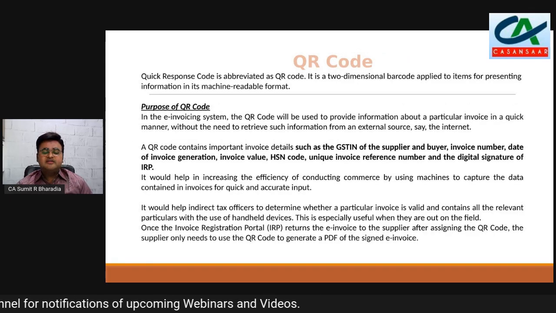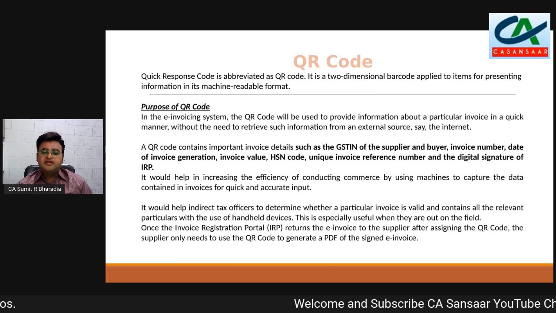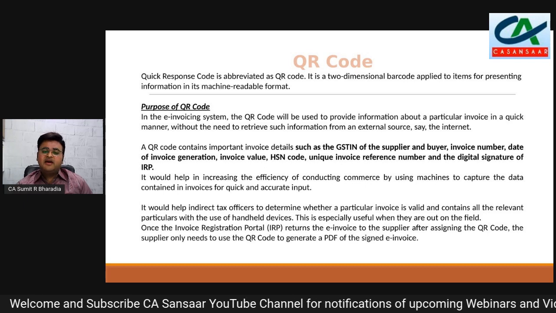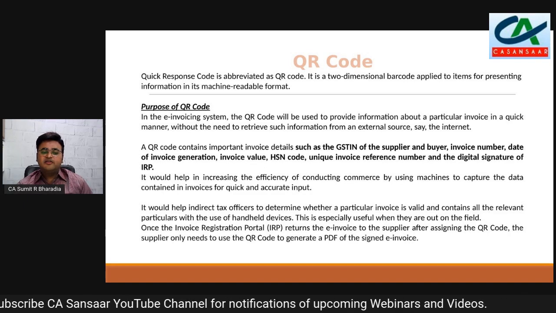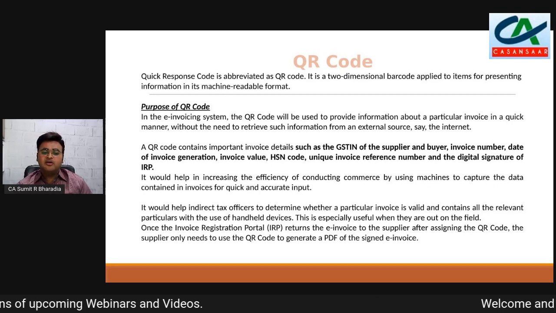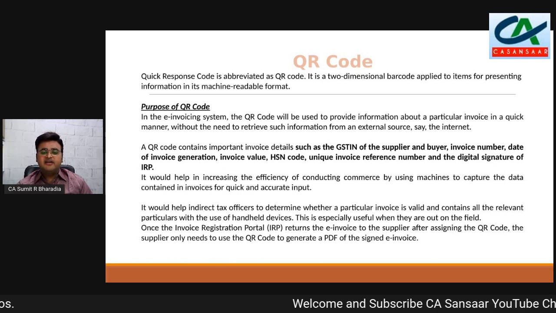QR code. QR code is the quick response code. It is a two-dimensional barcode. The purpose of the QR code is to get quick information via machines. GST numbers of the supplier and buyer, invoice details, date of invoice generation, value, HSN code, unique registration number, every detail is embedded in the QR code. It basically increases the efficiency of machines in capturing data.